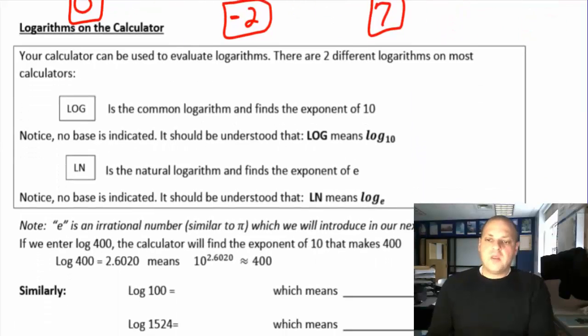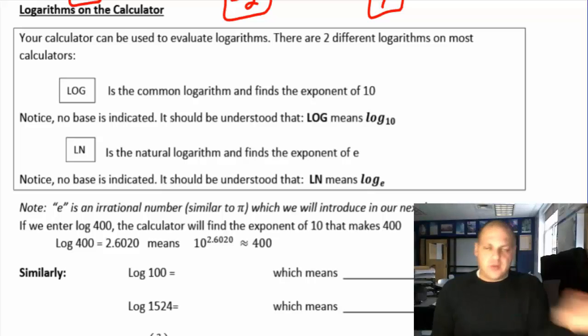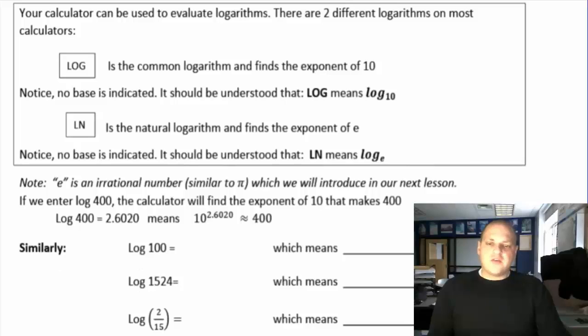Okay, so now logs on the calculator. We can do logarithms on the calculator, especially when they're more complicated. Those we could do in our head, all those we just did. But when we get to class tomorrow, you're going to take a look at your calculator, look for the LOG button.